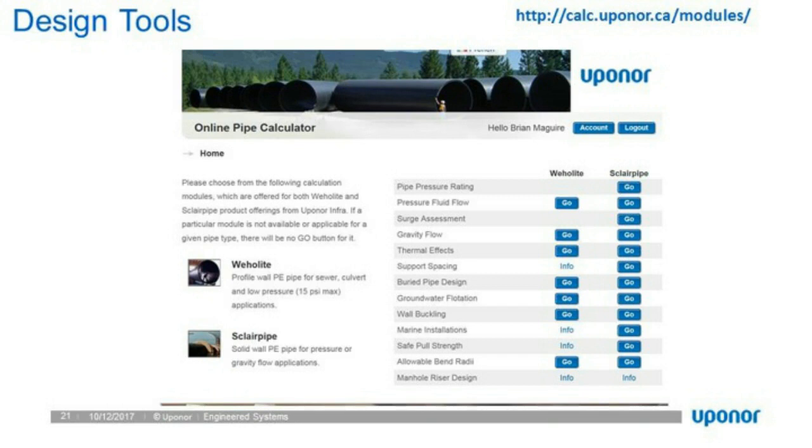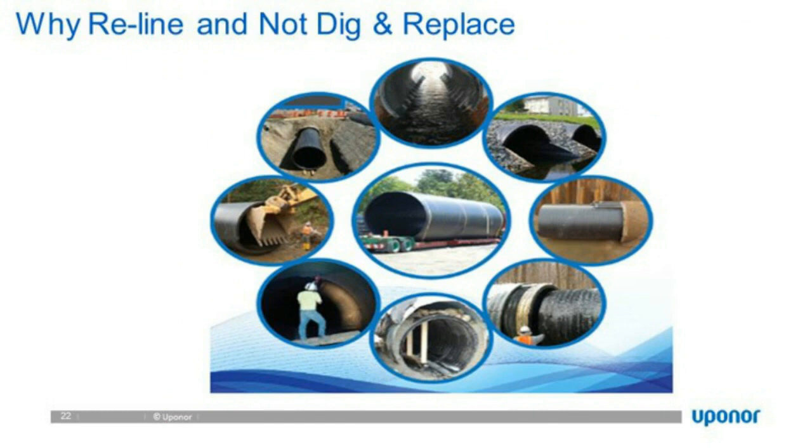Now that we've given you a brief overview of Weholite and Uponor, let's get to the culvert rehabilitation with Weholite portion of the webinar. And what we want to look at, first of all, is really why reline and not dig and replace.